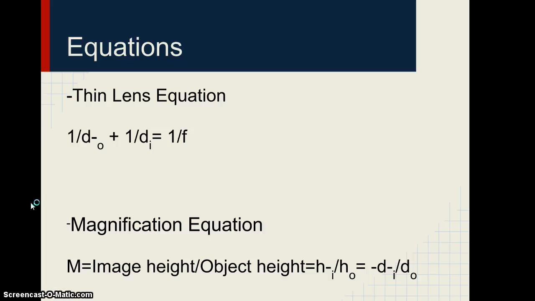And the second equation is the magnification equation. Magnification equals the image height over the object height. And that is self-explanatory, what the image height and the object height are. It is also equal to negative the image distance over the object distance.